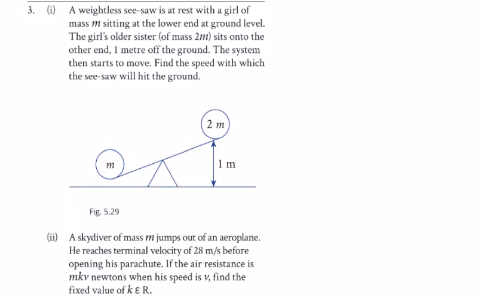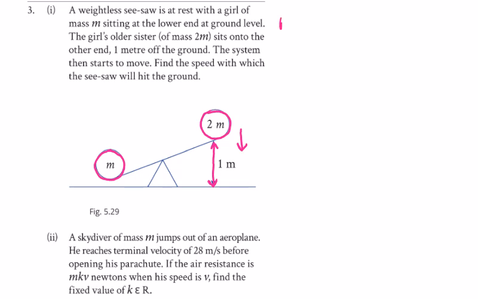So in question 3 we have this weightless seesaw. It's at rest with a girl of mass m sitting on one end. We'll have her height as 0. And then the girl's older sister of mass 2m sits on the other end 1 meter above the ground. So the height initially is 1. Find the speed with which it hits the ground, so going down this way.